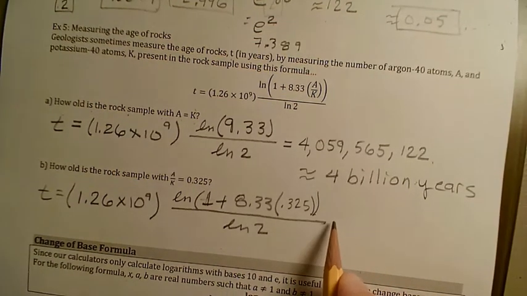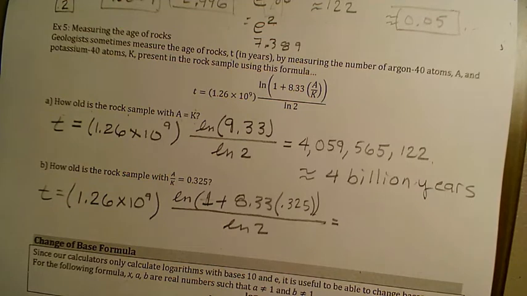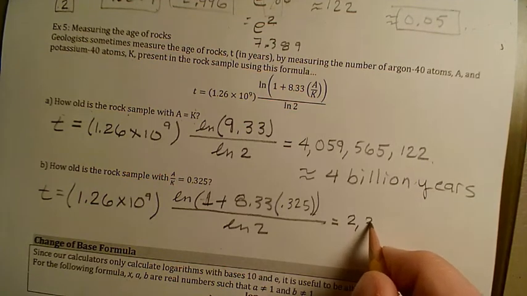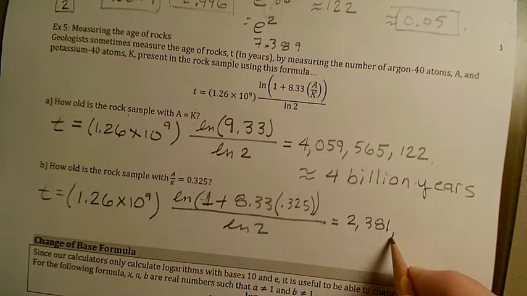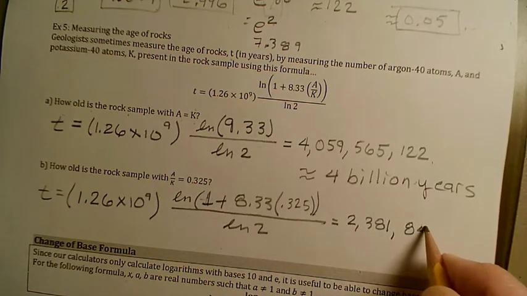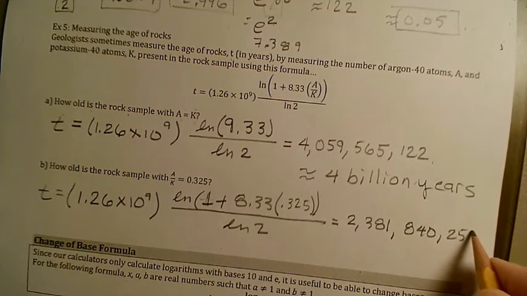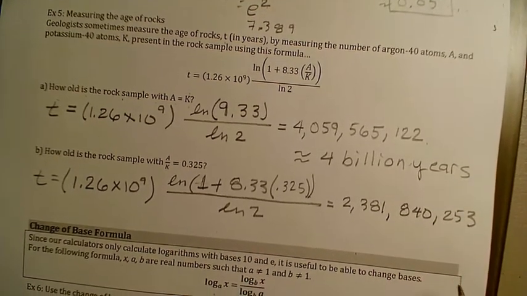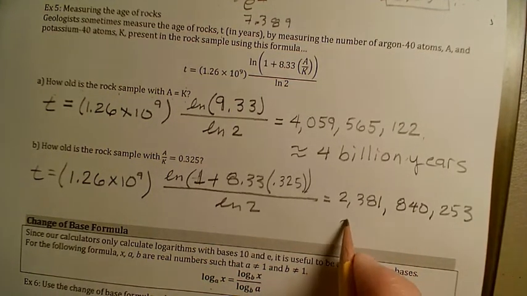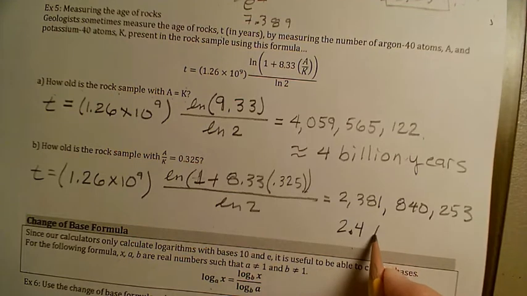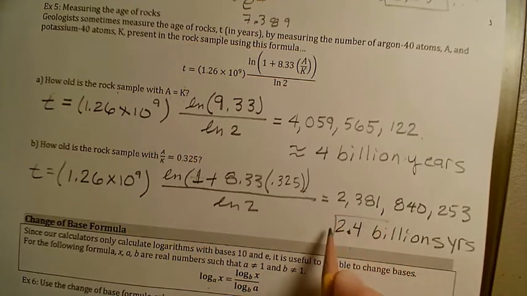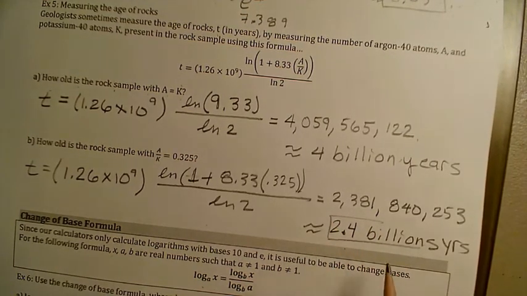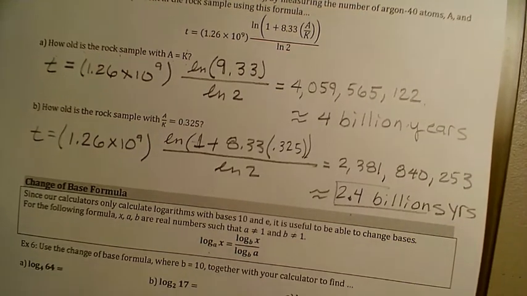Okay, so again, that one's a little bit trickier to plug in, but once you plug all that in, you get something like 2,381,840,253. Of course, you can't really say it's that exact. So we say 2.4 billion years, something like that. Okay. And of course, we're just going to round. So we say approximately equal to 2.4 billion years is what you should get on that one.